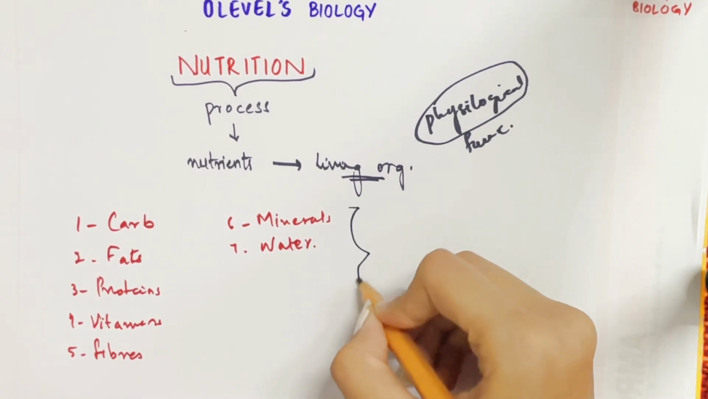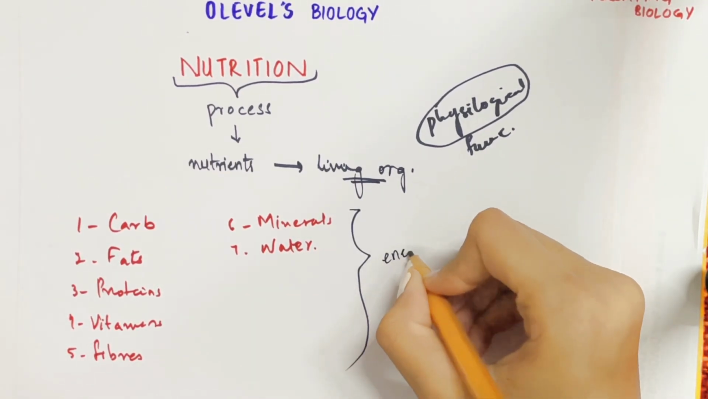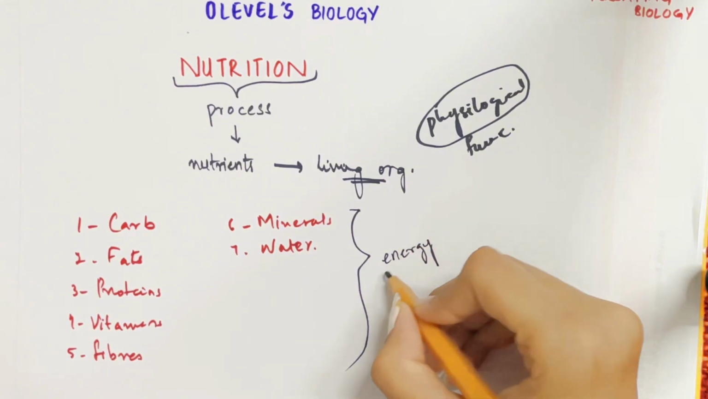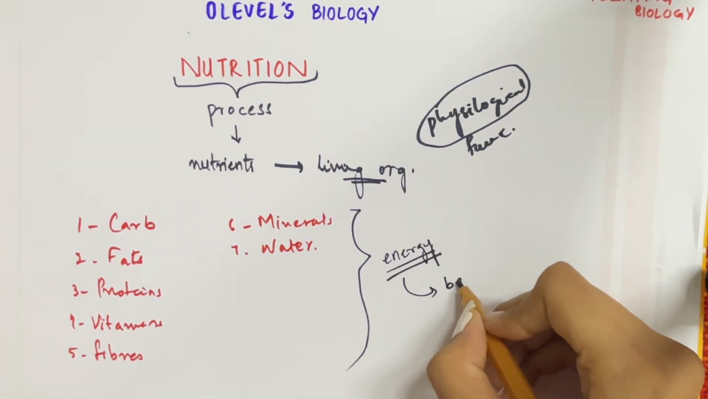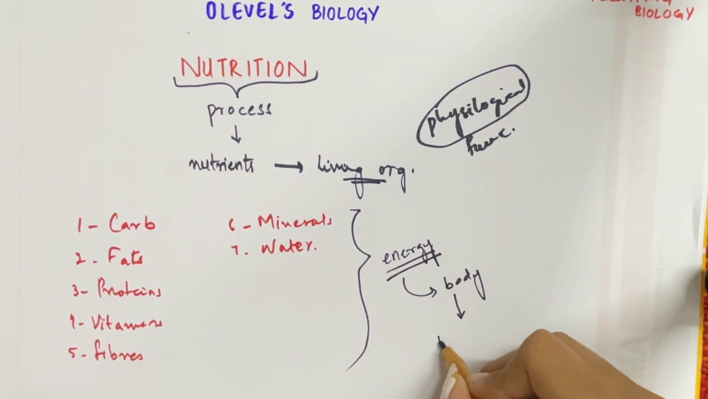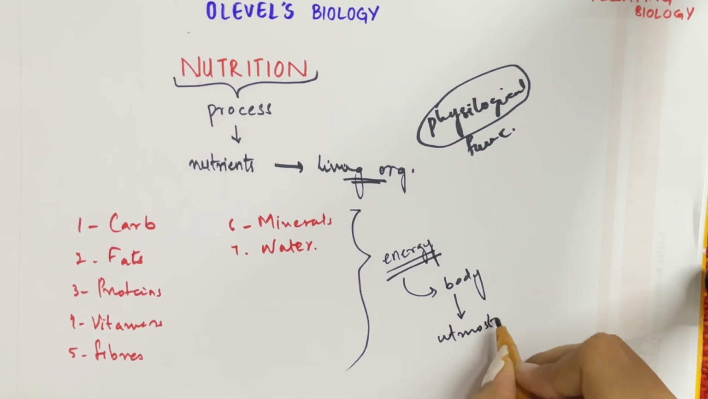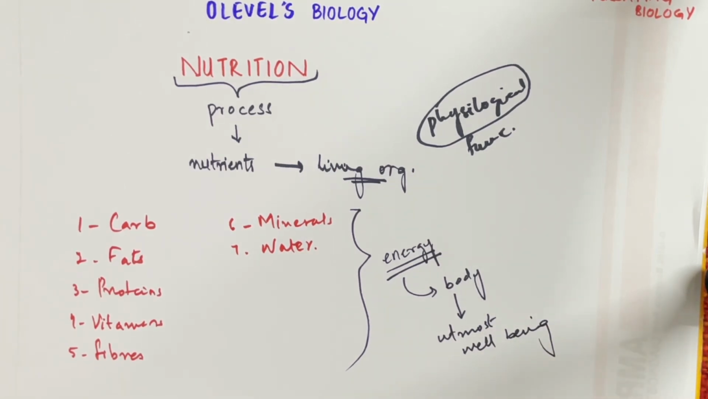All of them play a role in providing energy. The main function of all of these nutrients is to provide energy to the body in order to function at its utmost well-being. This is how you need to learn about the nutrition process and the basic kinds of nutrients. We're going to talk about each nutrient in detail, but we're going to start with the carbohydrate.